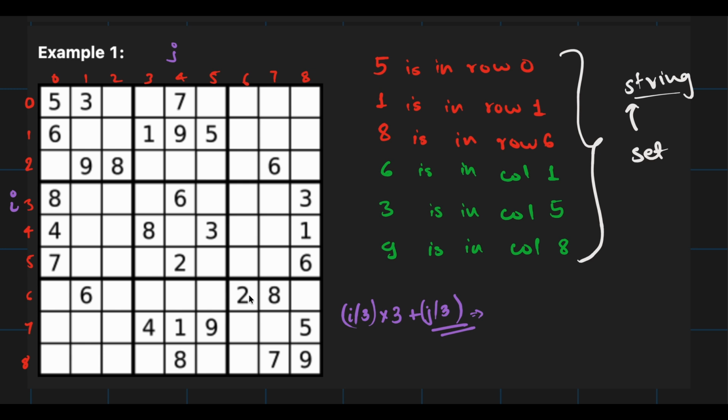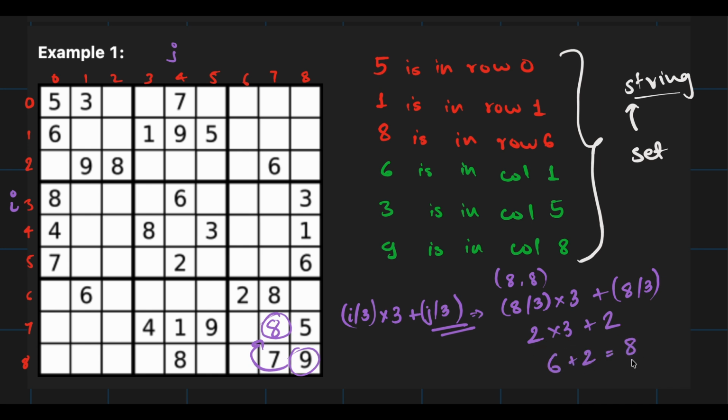Let's take just another example here. Let's take 9 here. 9 is at coordinate 8 comma 8, right? And we know that this is the 8th box, so we need 9 to be in the 8th box. So 8 divided by 3 multiplied by 3 plus 8 divided by 3. 8 divided by 3 converted into integer will be 2, multiplied by 3, plus 8 divided by 3 converted into integer, which is 2. So 2 multiplied by 3 is 6, plus 2 is equal to 8. So we got that 9 is in the 8th box.